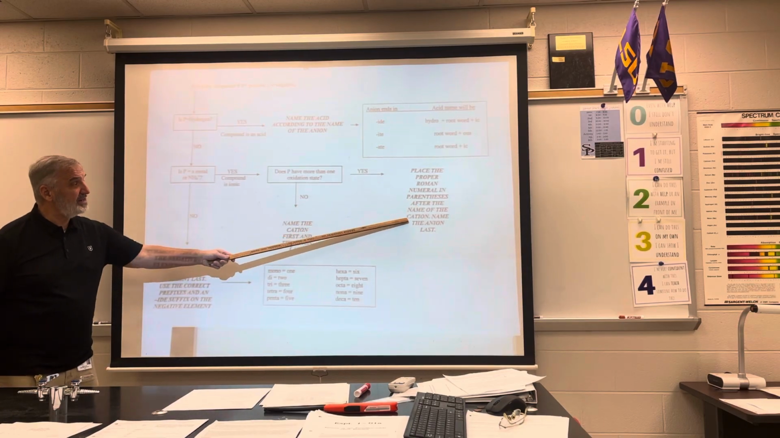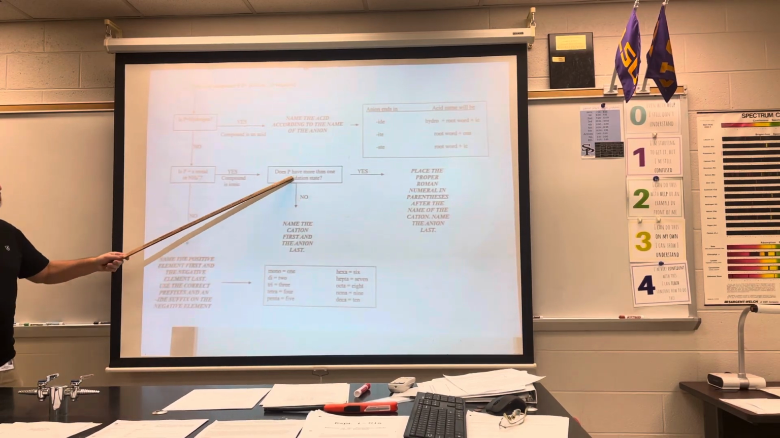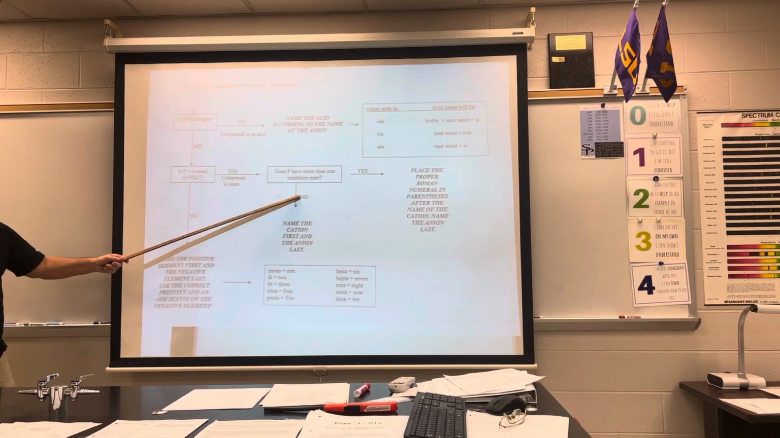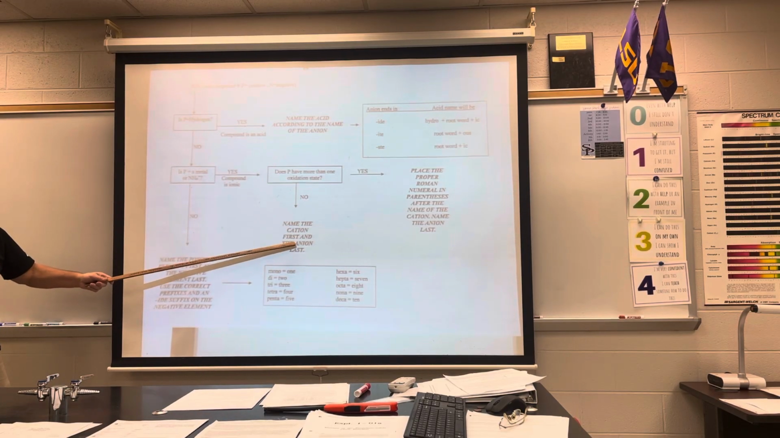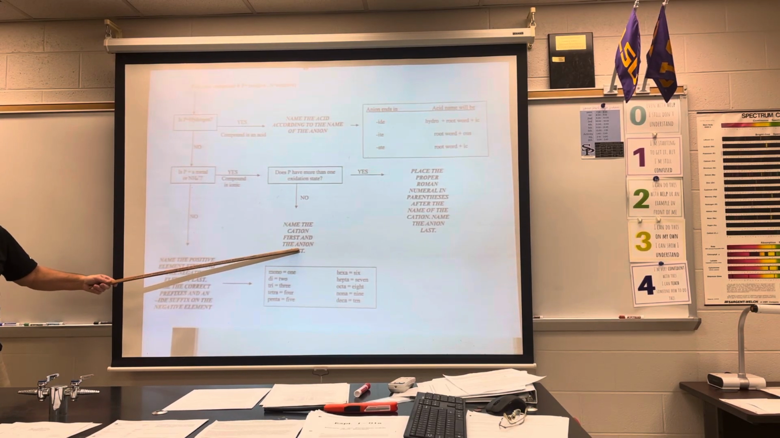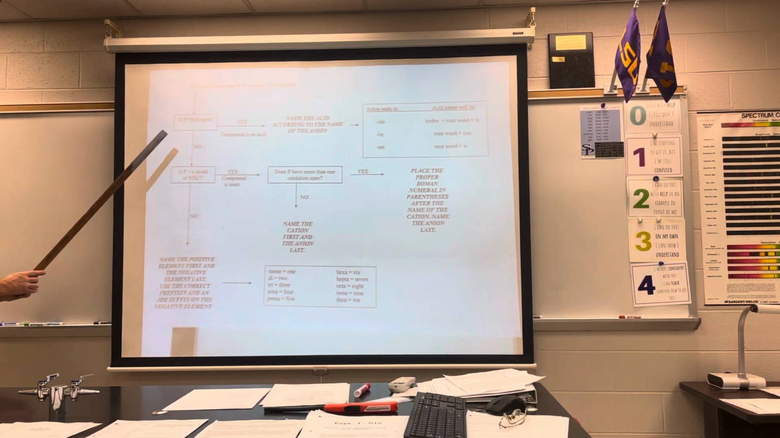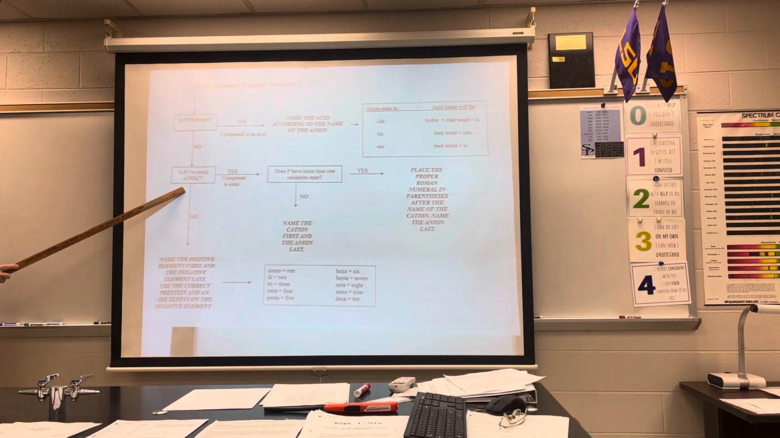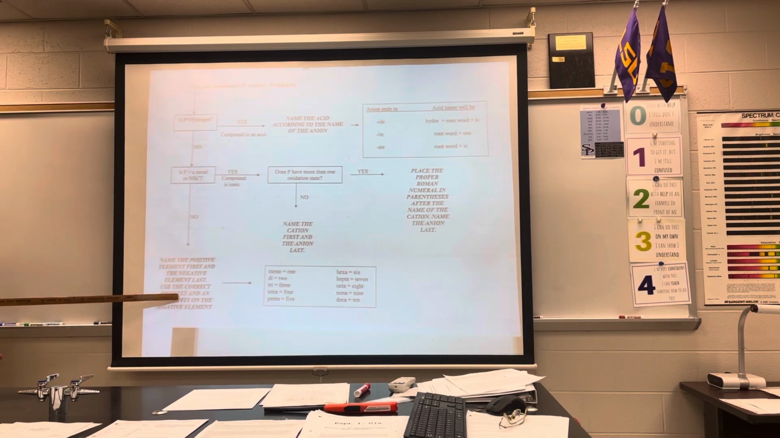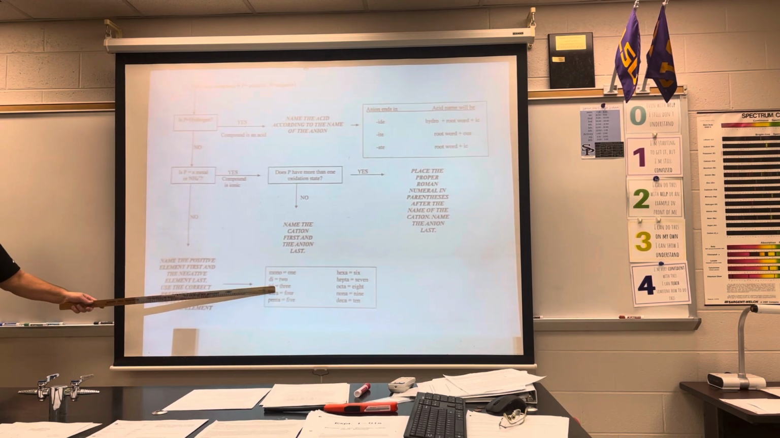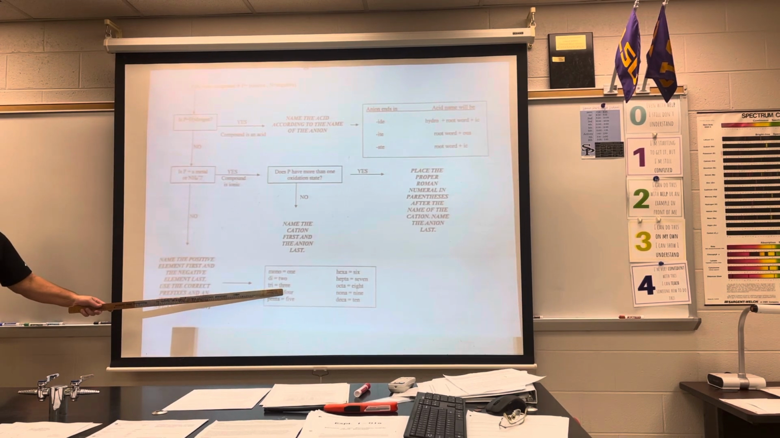And then name the anion last. If the answer is no, it only has one possible oxidation state, you just name the cation first and the anion last. Everything that we did in the notes is all right here. And then lastly, if the answer to both of these is no, the only thing left is for it to be covalent. So then we're going to name the positive first and the negative last, just using prefixes, and here are all the prefixes that you need to know.